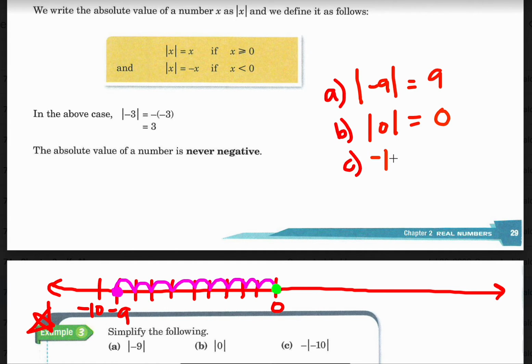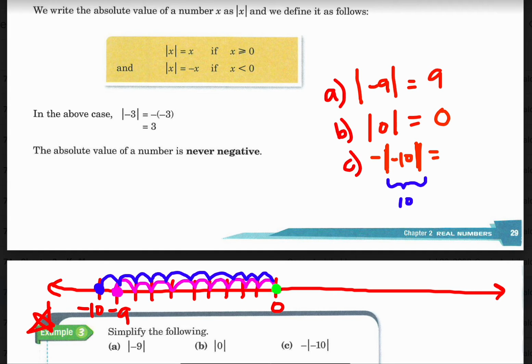The negative absolute value of negative 10. Okay, so let's see. I have negative 10 here. 1, 2, 3, 4, 5, 6, 7, 8, 9, 10. 10 is the answer here for the absolute value of negative 10.